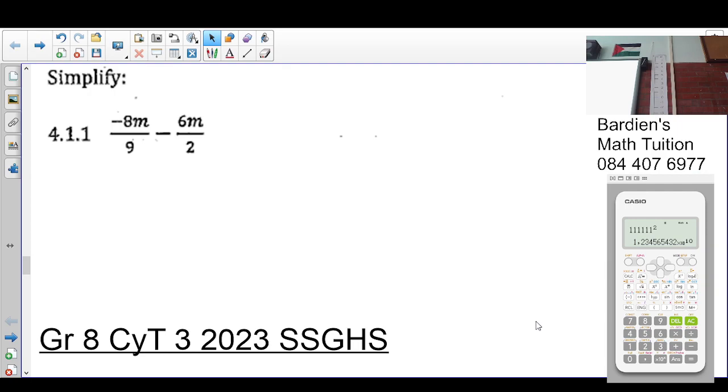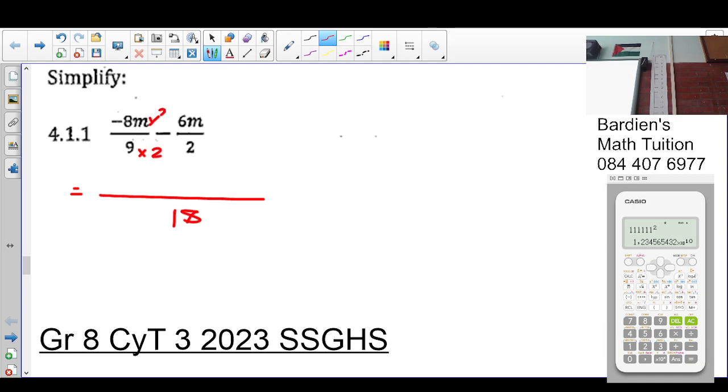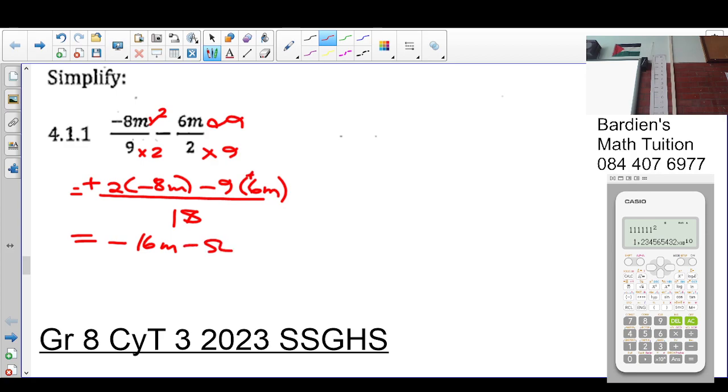People, what needs to be done here? LCM. Not so. What's my LCM here? 18. So that must be multiplied by 2. This must multiply by 9. So it's going to be 2 into negative 8m minus 9 into 6m. You don't have to do this thing. What's positive times negative? 2 times 8, 16m. Negative times positive? Negative. 9 times 6, 54m. And this all over 18.